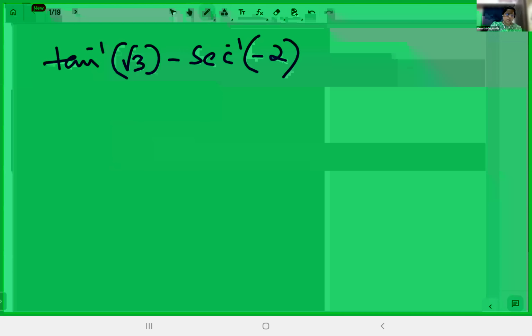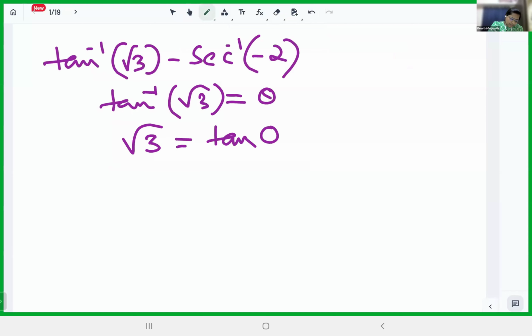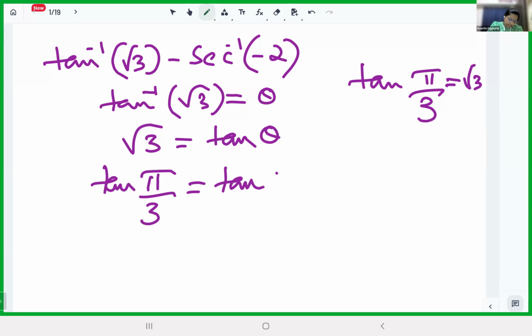Moving on to the 14th question. That is tan inverse of root 3 minus sec inverse of minus 2 is equal to. You have to find out the value of tan inverse of root 3 minus sec inverse of minus 2. So again, we are splitting this into two parts. Tan inverse of root 3 is equal to theta. That means root 3 is equal to tan theta, right? Which value of tan will give you root 3? It is nothing but tan pi by 3, right? Tan 60 is root 3. So tan pi by 3 is equal to root 3. So I am writing tan pi by 3 instead of root 3. Tan pi by 3 is equal to tan theta, which implies theta is equal to pi by 3.